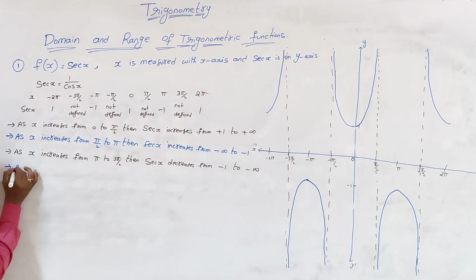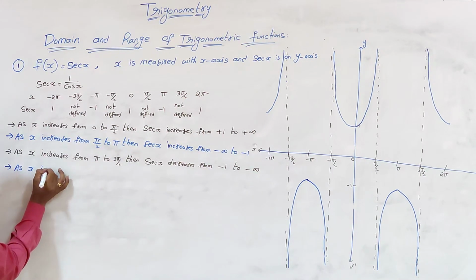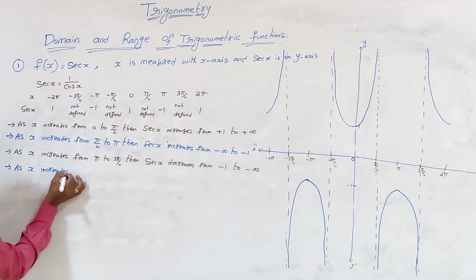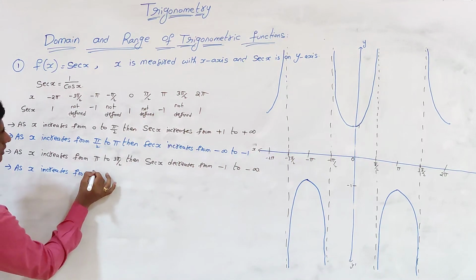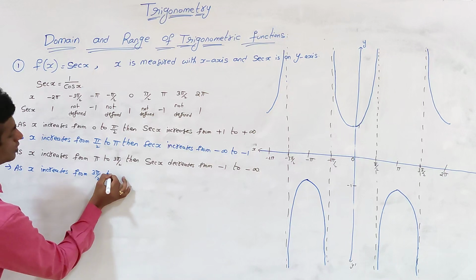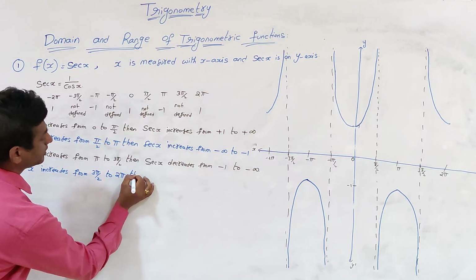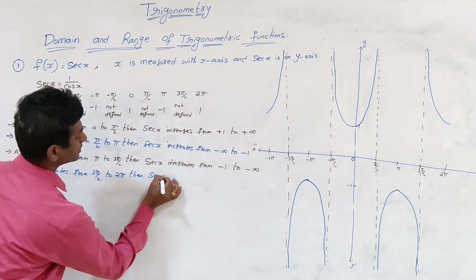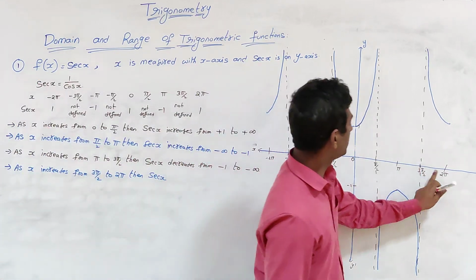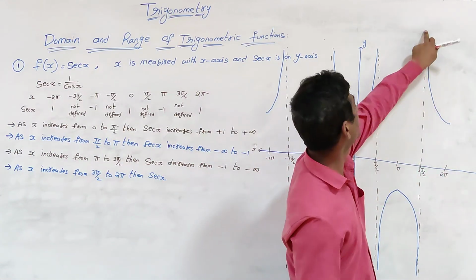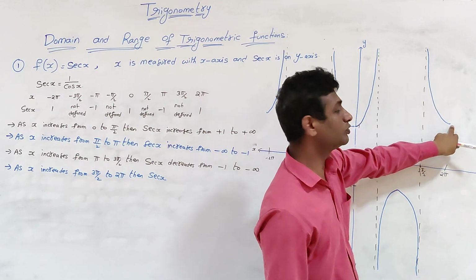Last, as x increases from 3 pi by 2 to 2 pi, then secant x, what is happening from 3 pi by 2 to 2 pi? It is decreasing from plus infinity and reaches plus 1.